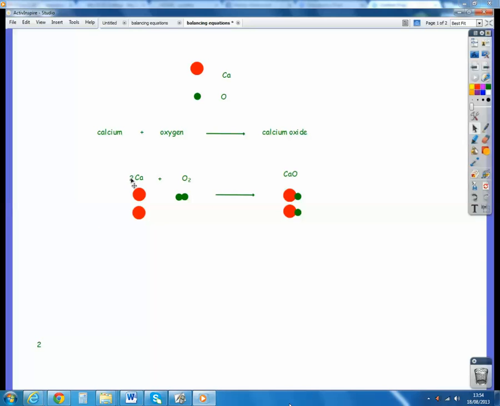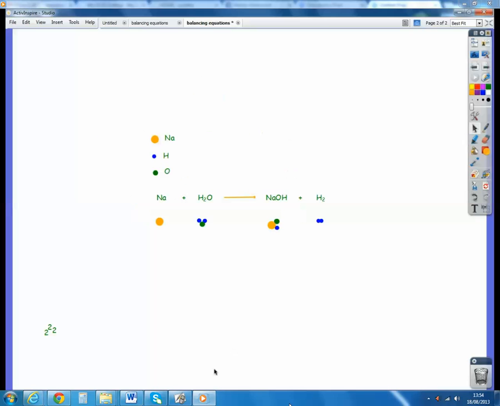I need 2 lots of calcium to go with a molecule of oxygen, and I have to form 2 lots of product. I need to have 2 lots of calcium oxide. So that's now balanced. Let's have a look at another reaction here. Let's see if we can balance this.